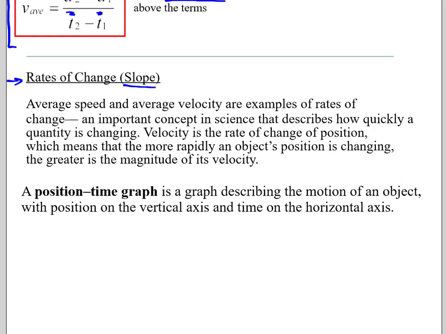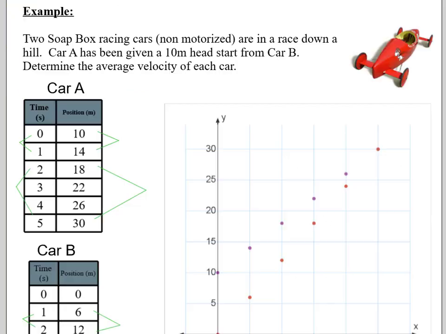And it is the change of position over change in time. And that's the heart and soul of it. And that leads to something called a position time graph. So a position time graph describes the motion of an object. If we have a chance in class, we definitely model this.